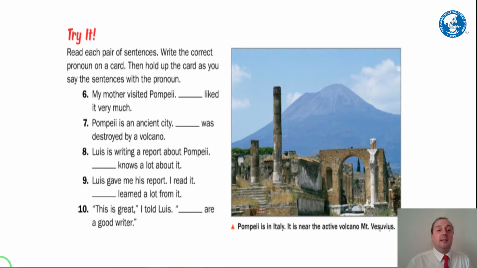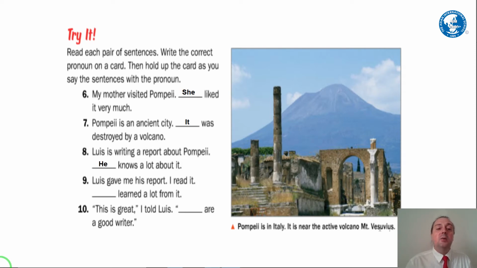Ready? Number 6, my mother visited Pompeii. She liked it very much. Number 7, Pompeii is an ancient city. It was destroyed by a volcano. Number 8, Luis is writing a report about Pompeii. He knows a lot about it.